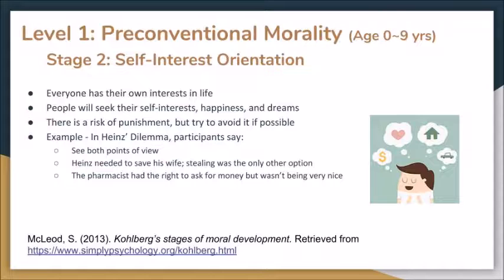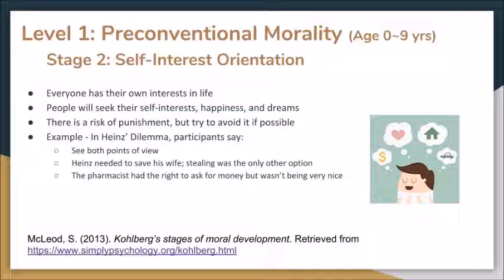Next, and still within the first level, is the second substage called self-interest orientation. This is still in the age range of 0 to 9 years old. In this level, people generally seek happiness in life. They want to fulfill their self-interest, but some risks are involved when people do this. Ultimately, some may be punished if they are caught.